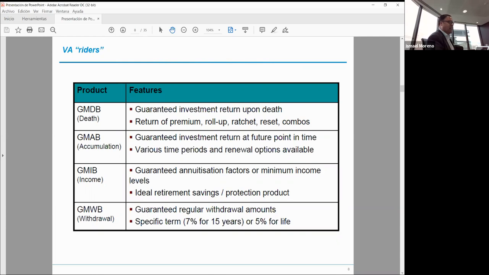But a GMIB is very similar to a GMAB, only instead of a single payment amount, what it guarantees is the purchase of an annuity. You buy yourself a pension upon retirement, and it guarantees a minimum pension amount. It works the same, with the only difference that it comes with the conversion. It comes in with the purchase of that annuity that people do normally upon retirement.